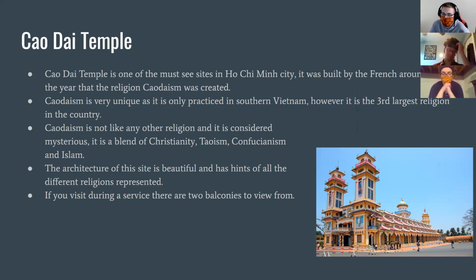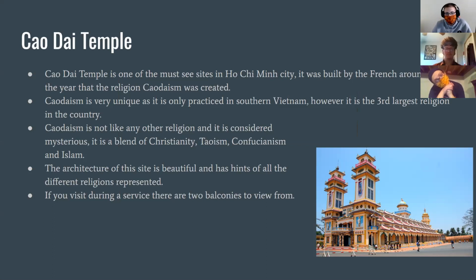As you can see, the temple kind of has a Christianity vibe to it, but when you go inside, and even on the outside, you see that there's Buddhism and Islam. It's kind of like a grouping of all these different architectures.